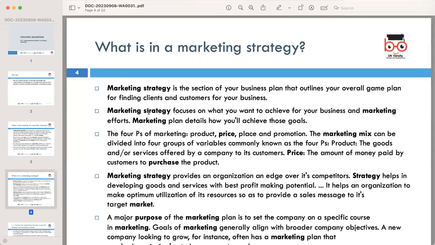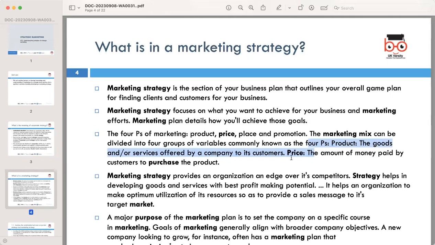Okay, what is a marketing strategy? Any comments, if anyone is there? Okay, marketing strategy, let's focus on marketing strategy. Marketing strategy is an integral part of an organization's overall plan for acquiring and retaining customers. It's about achieving specific goals through marketing efforts. So the key components are the four P's. Marketing strategy revolves around the four P's.